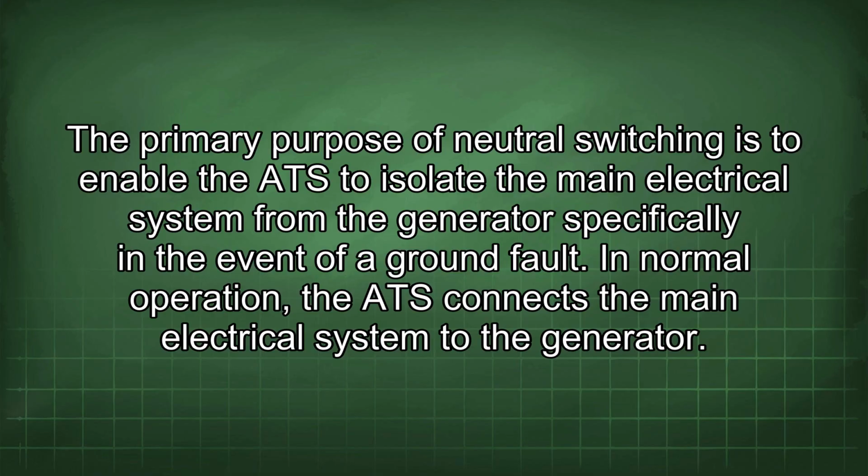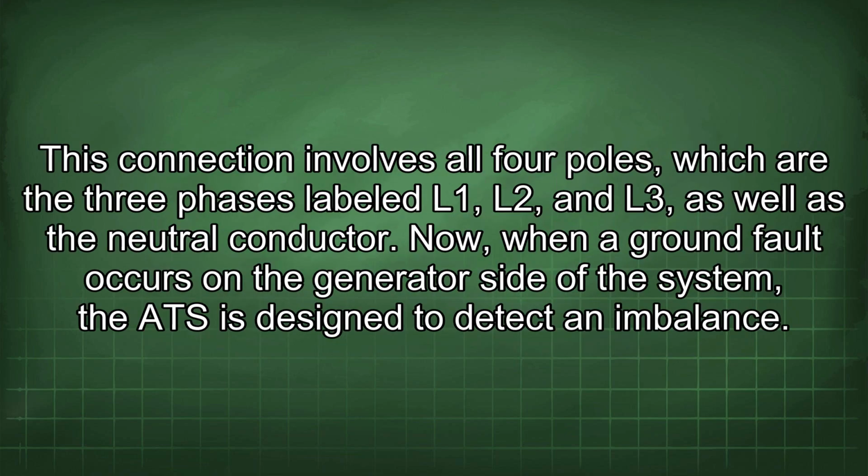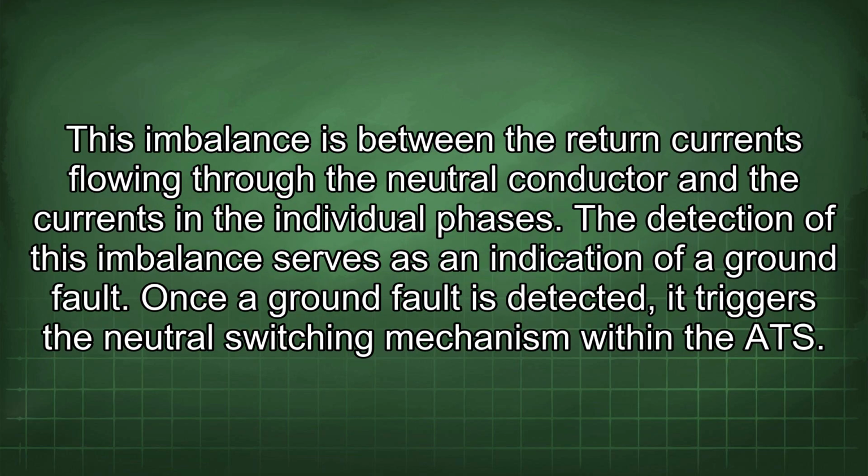In normal operation, the ATS connects the main electrical system to the generator. This connection involves all 4 poles, which are the 3 phases labeled L1, L2 and L3, as well as the neutral conductor. Now, when a ground fault occurs on the generator side of the system, the ATS is designed to detect an imbalance. This imbalance is between the return currents flowing through the neutral conductor and the currents in the individual phases. The detection of this imbalance serves as an indication of a ground fault.